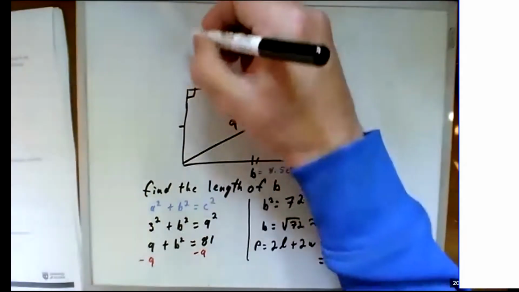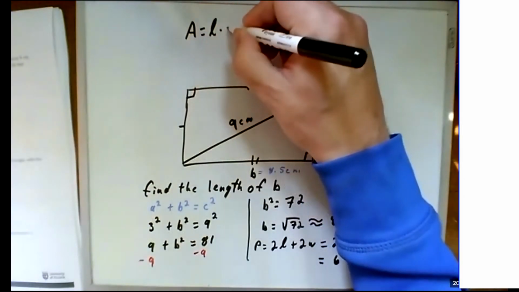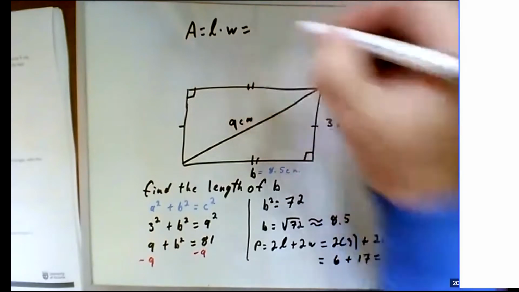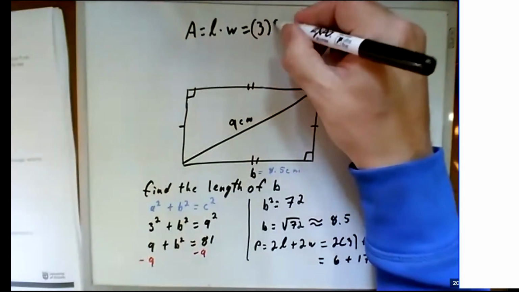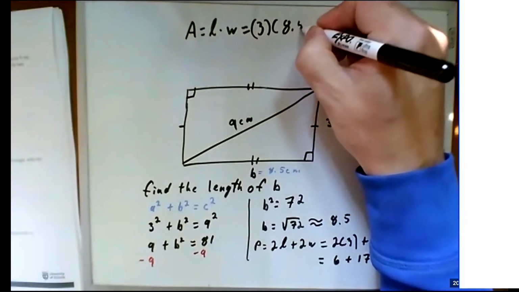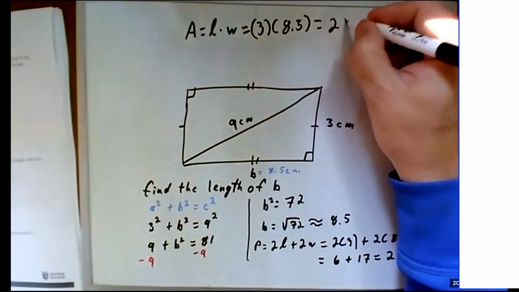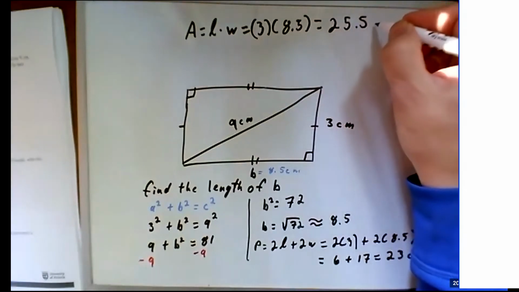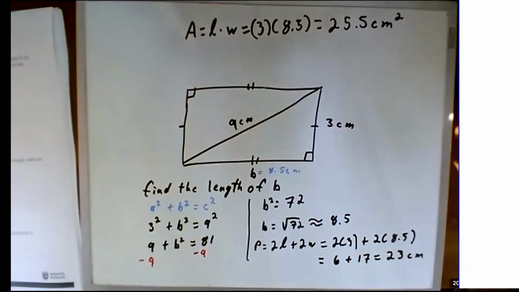Having done that, I can also take the moment and figure out the area. And the area, of course, is going to be the length times the width, which in this case is going to be 3 times 8.5, which is going to get us approximately 25.5 centimeters. And in this case, I put a little squared on that centimeters because we're dealing with area.